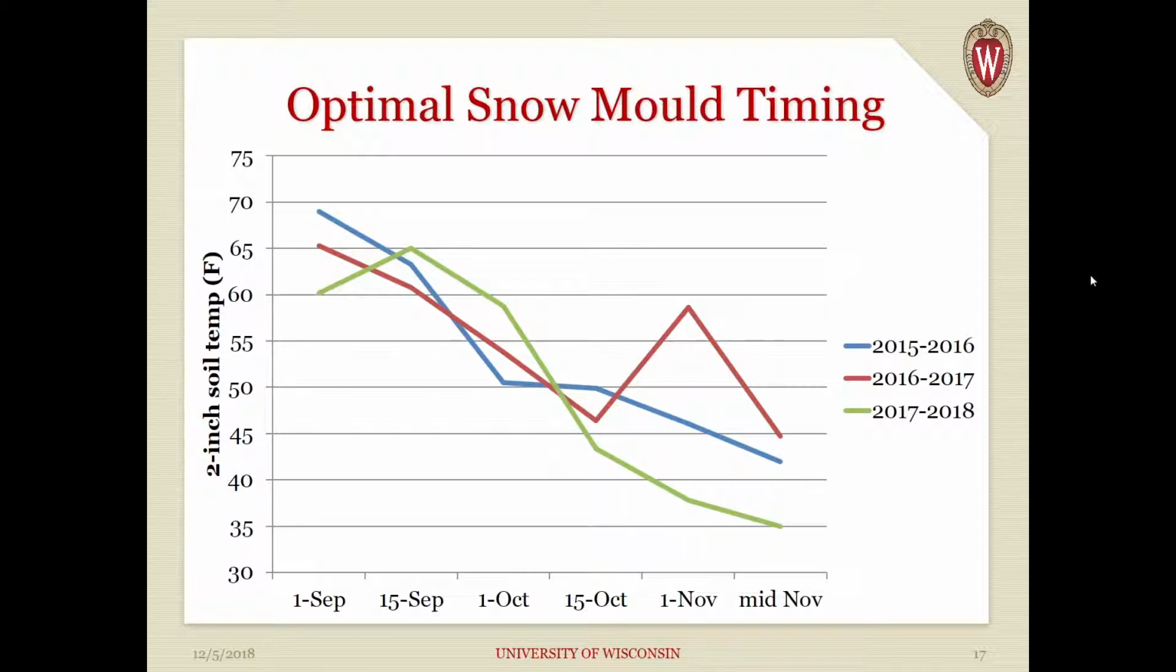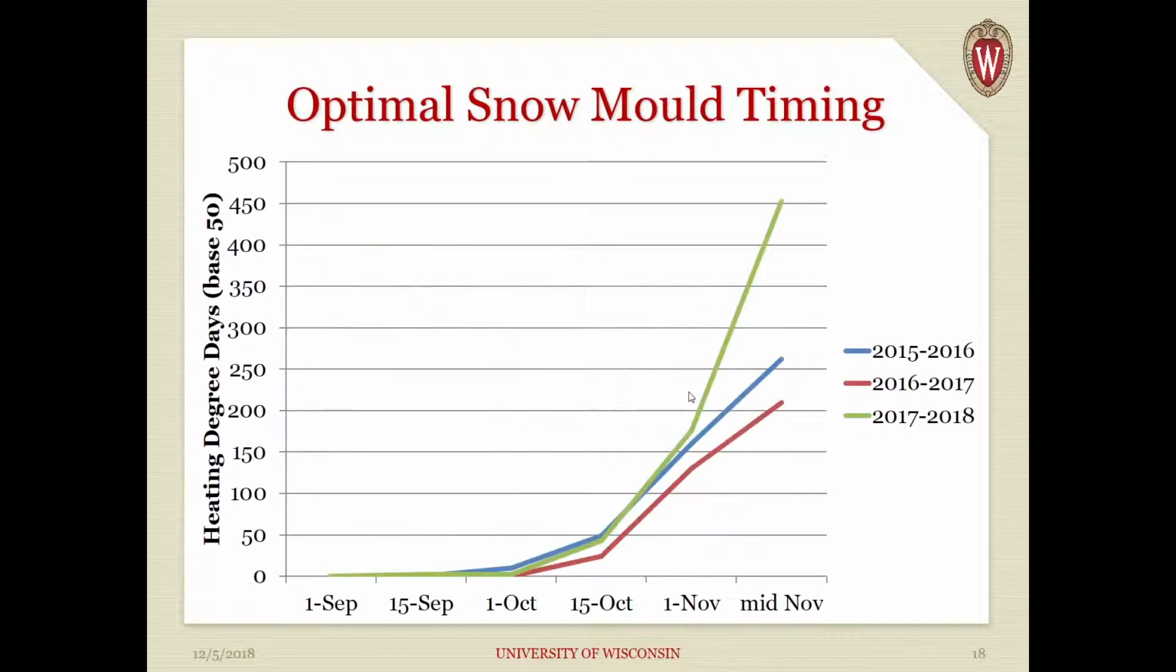If we were to just go by 2015, 2016, and we know we got good control at this 1st of November date, maybe we say that at a 2-inch soil temp of 45 degrees Fahrenheit, you apply your snow mold fungicide. However, if we look at 2016, 2017, it was almost 60 degrees Fahrenheit at a 2-inch depth. And in 2017, 2018, it was at 37 degrees. So soil temp is not going to be a very good predictor of optimal snow mold fungicide timing.